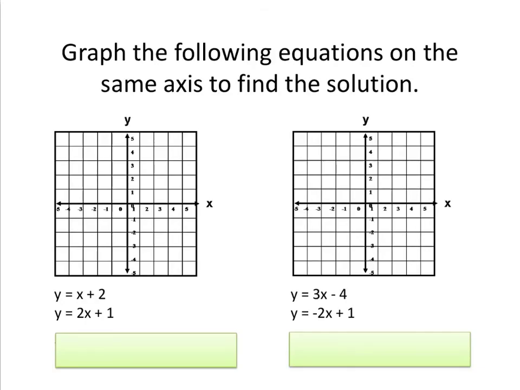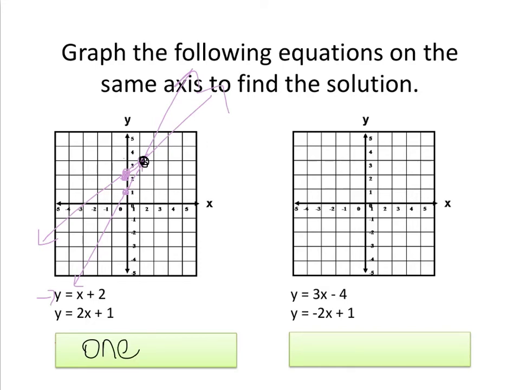Let's look at the first one. If I want to graph my first equation, I'm starting at 2, and my slope is 1 over 1. So rise 1, run 1. My second equation is starting at 1, and my slope is 2. So rise 2, run 1. I see that they are intersecting one time right here, so my solution is one solution.